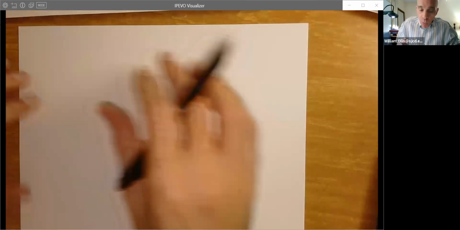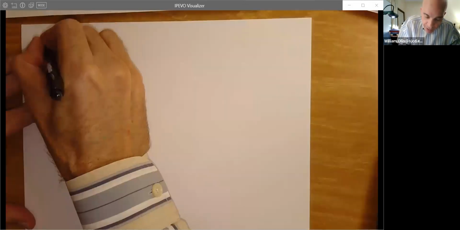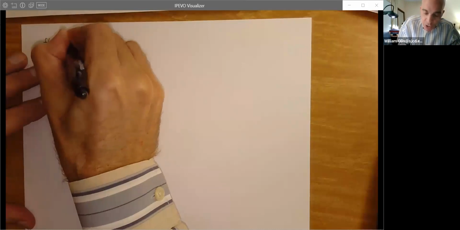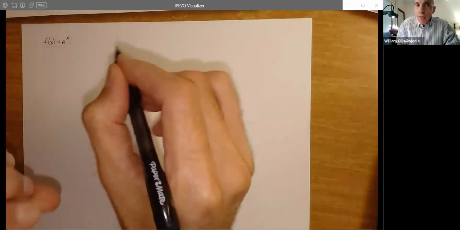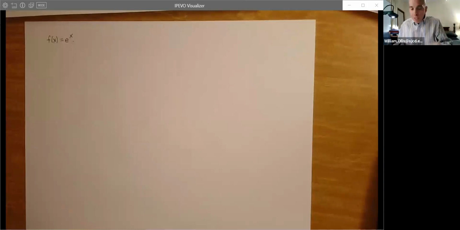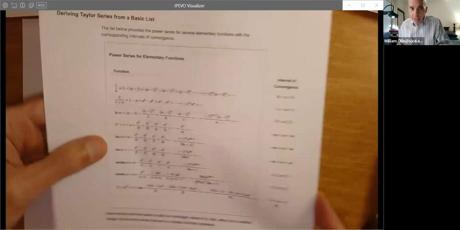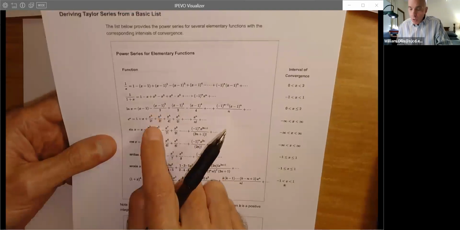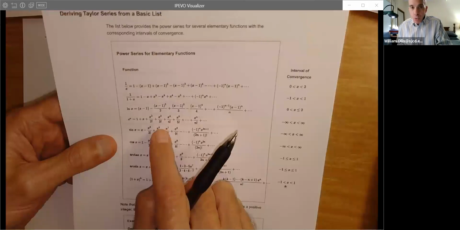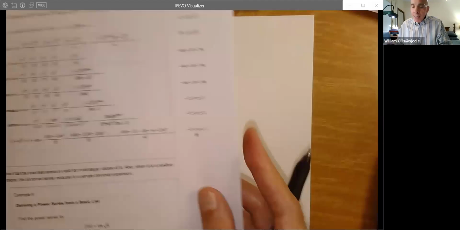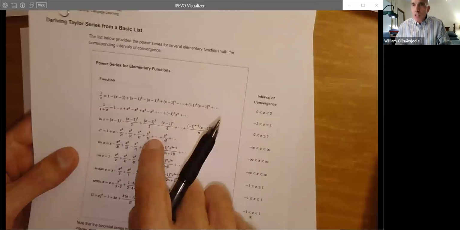Now, what we want to do here is look at our friend f of x equal e to the x. So let's say we wanted to show, from our little list, that we have e to the x equal to 1 plus x, x squared over 2 factorial, x cubed over 3 factorial, etc. That works for all real numbers. So if we accept this, we should be able to actually verify it.